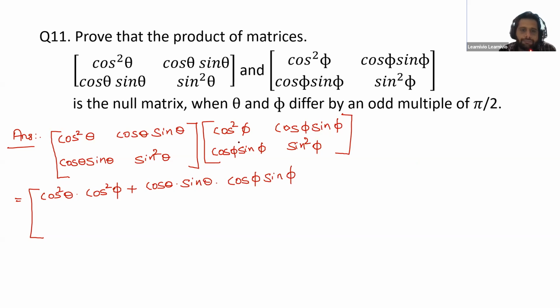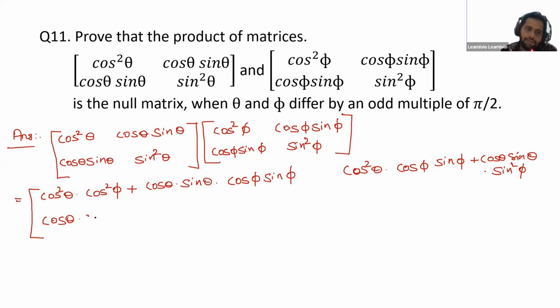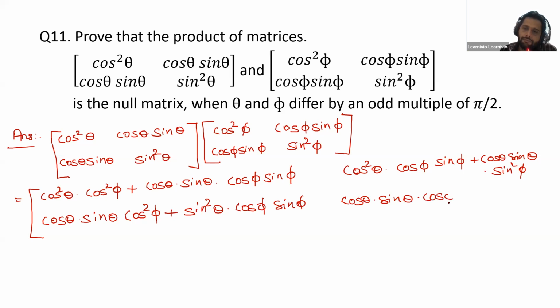Then first row, second column: cos square theta cos phi sin phi plus cos theta sin theta into sin square phi. Second row, first column: cos theta sin theta into cos square phi plus sin square theta into cos phi sin phi. And this is cos theta sin theta into cos phi sin phi plus sin square theta into sin square phi.